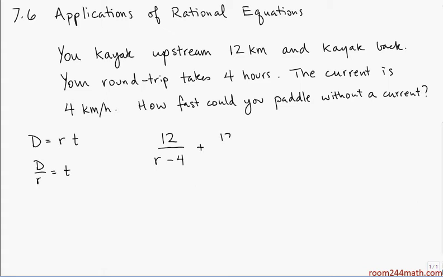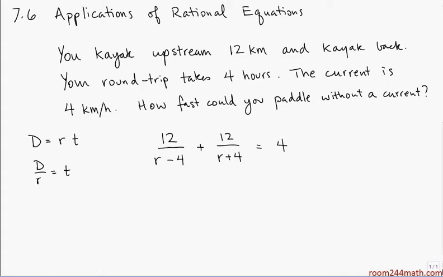And then downstream, you could just sit back and relax, but we're making the assumption that you're actually paddling at the same rate to head back downstream and not just floating. So we have r plus 4, meaning you're paddling at the same rate relative to the water, and then you're moving along with the whole current at an additional 4 kilometers per hour. And these are times, right? Because they're both distance divided by rate. And so you have a time upstream plus a time downstream is your total time, which is 4 hours.